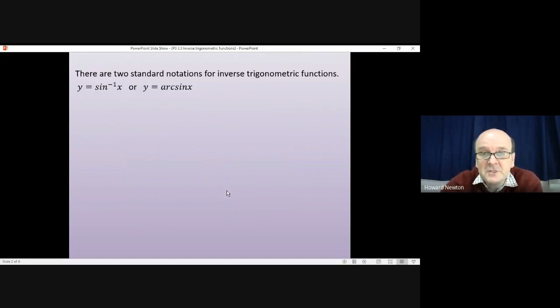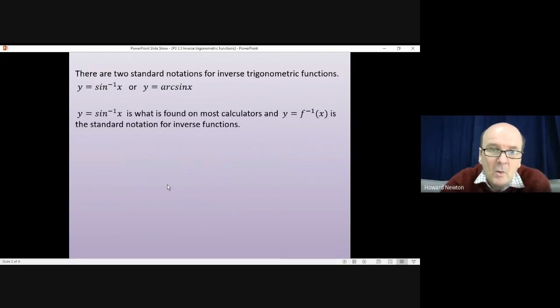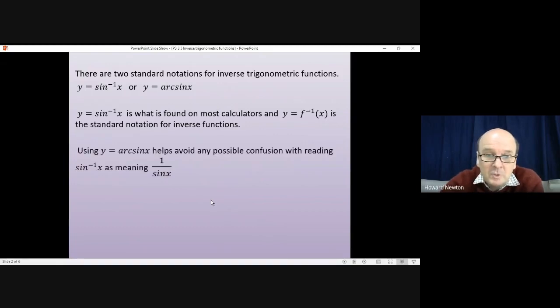You'll notice if you're using the textbook that goes with this course that arc sine is the notation they choose to use. y equals sine to the minus 1 is what is found on most calculators, and minus 1 is the standard notation for inverse functions, which is the reason for that. Using y equals arc sine, though, does help avoid any possible confusion, because minus 1 has two meanings.